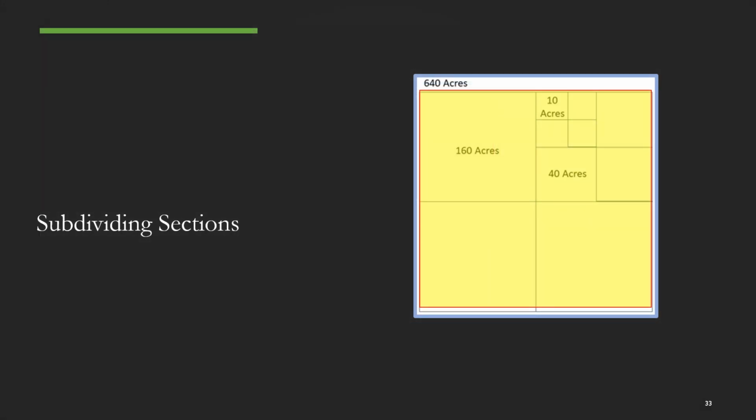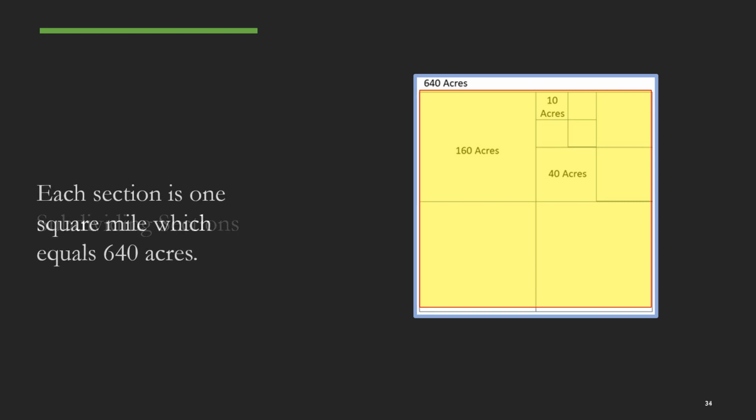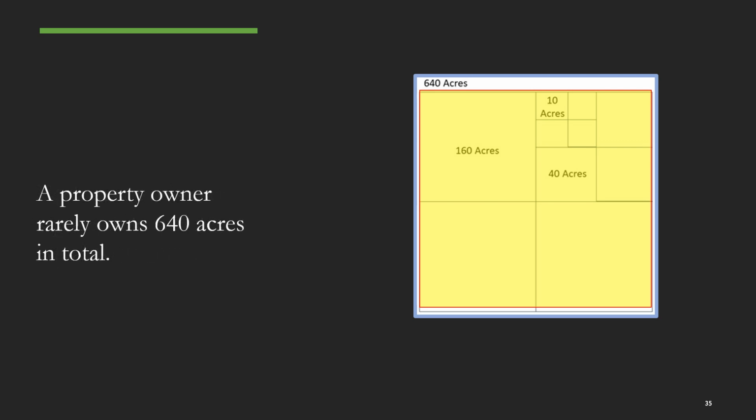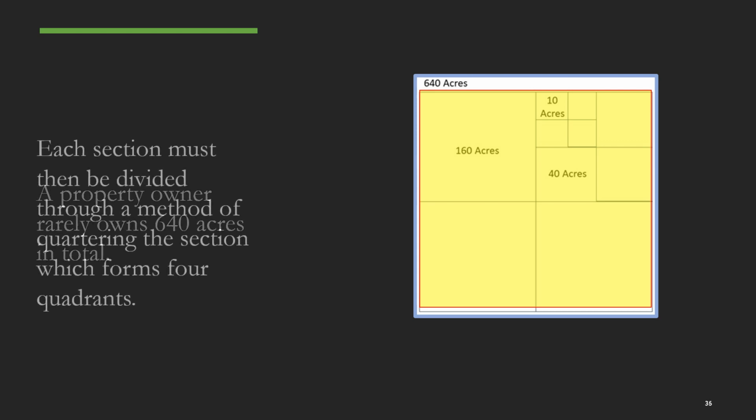Subdividing sections. Each section is 1 square mile, which equals 640 acres. A property owner rarely owns 640 acres in total. Each section must then be divided through a method of quartering the section, which forms 4 quadrants.